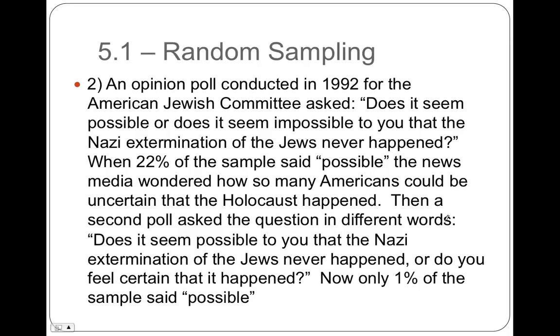Okay, the way the question was worded originally is very confusing. It has like a triple negative in it. Does it seem possible or impossible that this did not happen? I know very much how I feel about whether or not the Holocaust happened, but I don't know how to answer that question. So we have to make sure the question is really clear. This is just a confusing question. So people got confused and gave an answer that didn't represent their actual opinion.